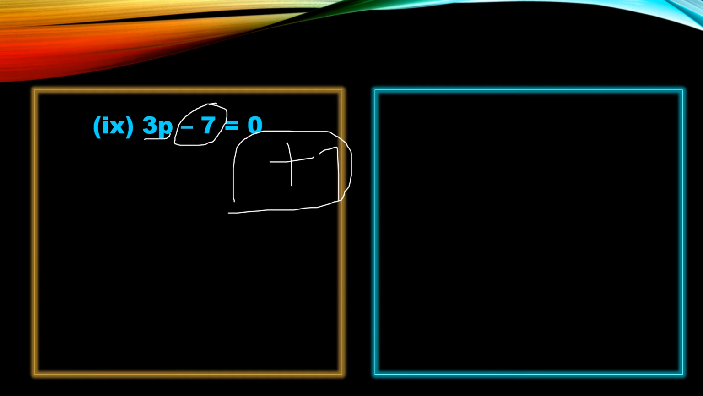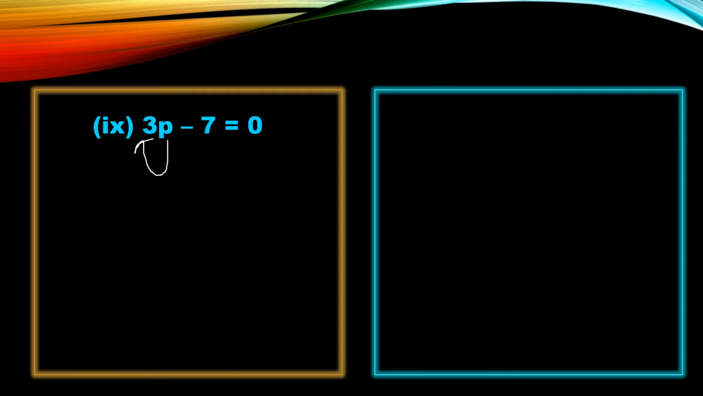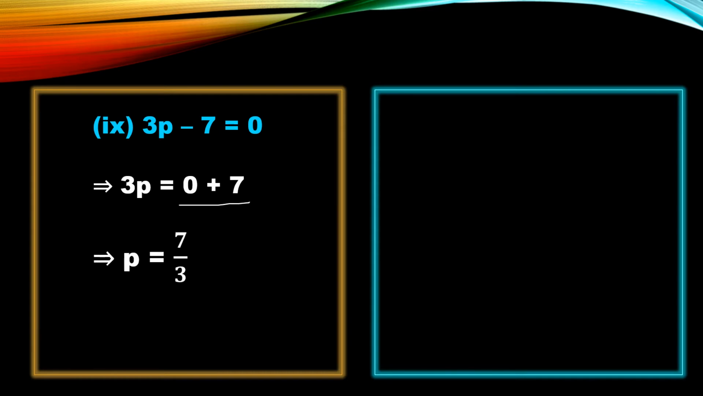Here 3 is doing multiplication. You should see the connection with the variable. What it is doing with the variable. It is multiplying with the variable. Whenever it is multiplying, it's sent as division. So let us start and do this problem. Minus 7 we should send first. So minus 7 will become plus 7. So 0 plus 7 will give you 7 only. Now here 3 is multiplying with the p. So when it goes there, it becomes division. So my answer is p equals to 7 by 3.